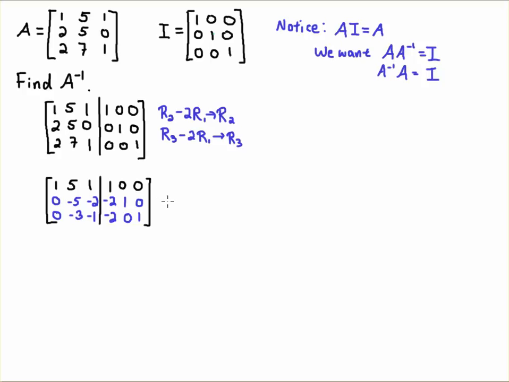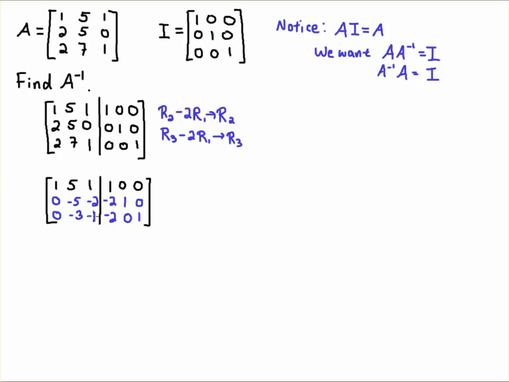When I do that, I get the following result. And notice that I perform it on the right-hand side as well. So minus 2 times the top row gives us a minus 2 in this entry here and a minus 2 in this entry here.